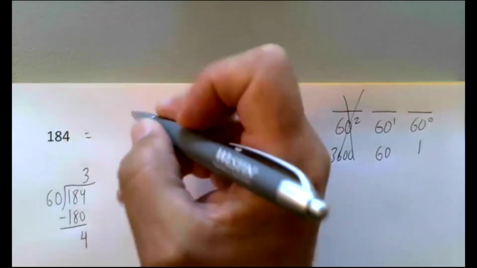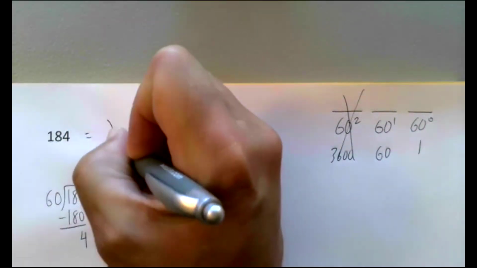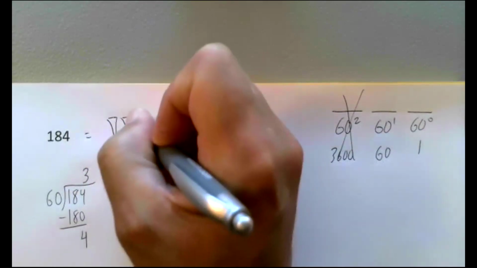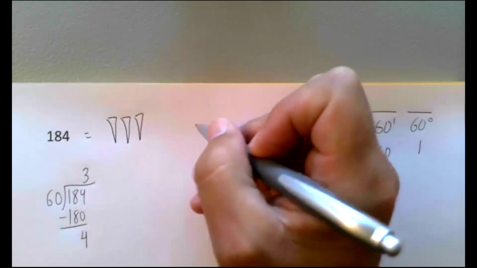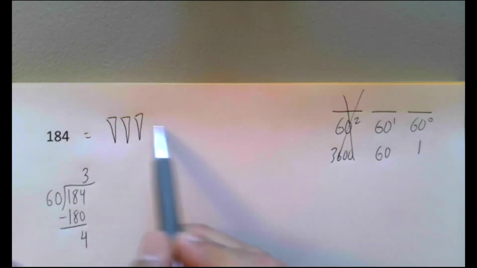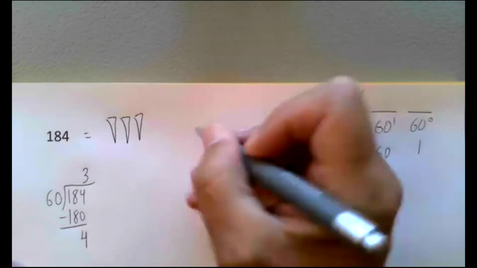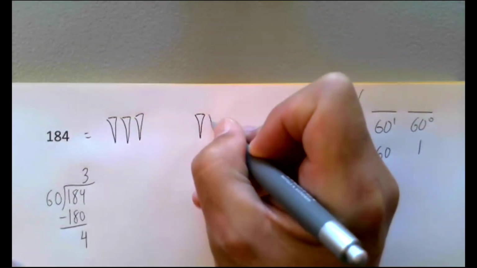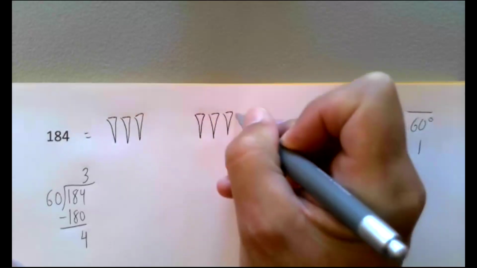So our answer is going to look like this. We're going to have 3 sets of 60 plus 4 sets of 1. Now, for 4 sets of 1, to show that I'm moving from this place value to the other place value, remember we leave a big space there. So make sure you leave a very big space and then put your 4.